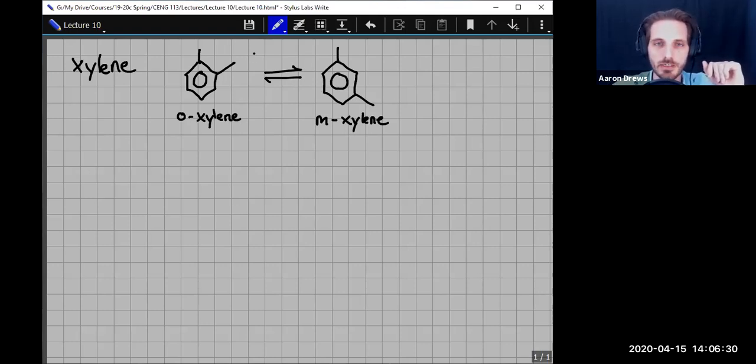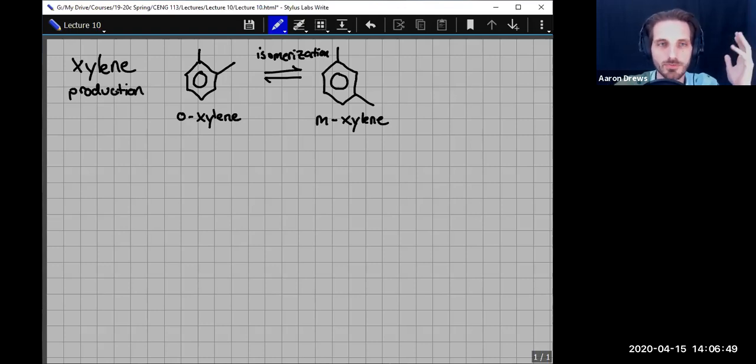And this sort of reaction that we're dealing with here is called an isomerization. The reason it's called isomerization is because ortho and meta and para are what are called isomers of xylene. And so this example that we're going to be looking at is xylene production.